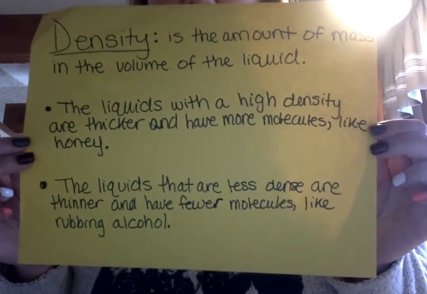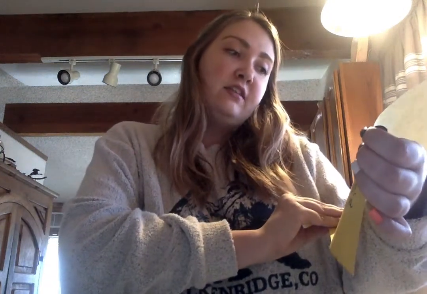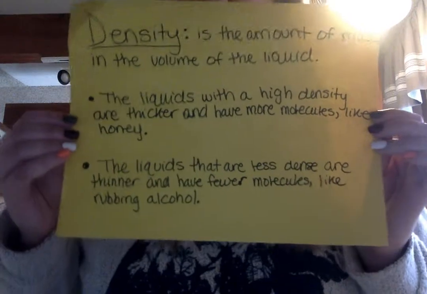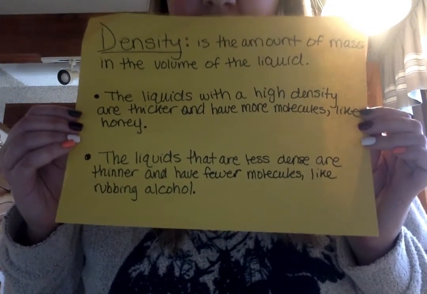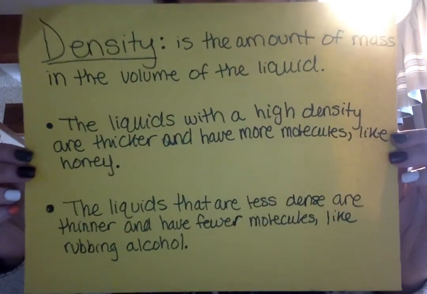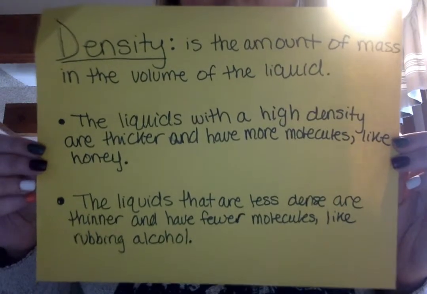The liquid with a high density moves quicker and is thicker because it has more molecules. And so something like that is our honey. The liquid that is less dense is thinner and has fewer molecules, like the rubbing alcohol. So I'm going to leave this up, write this down in your notebook. This is a great time to pause the video.